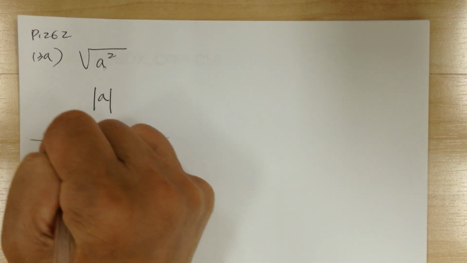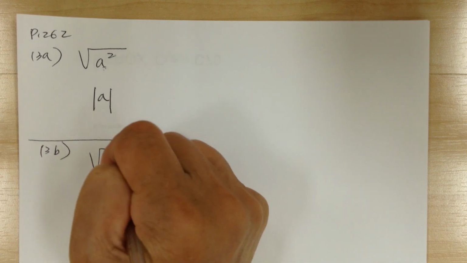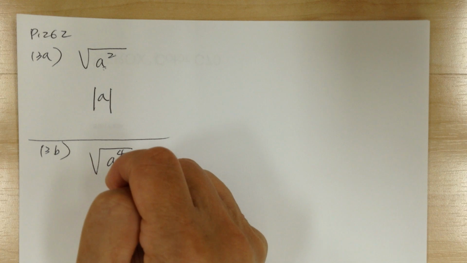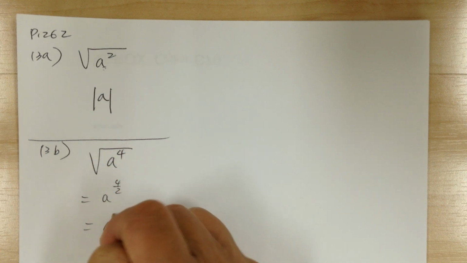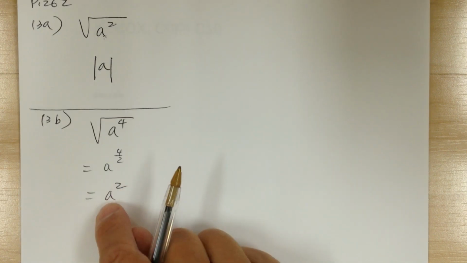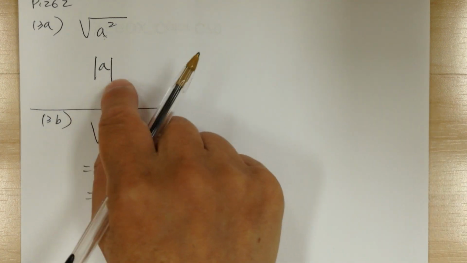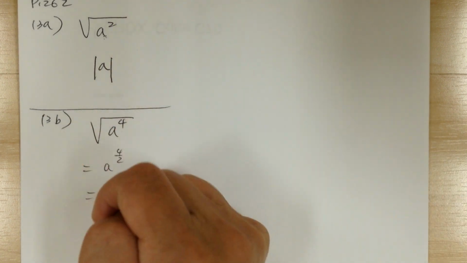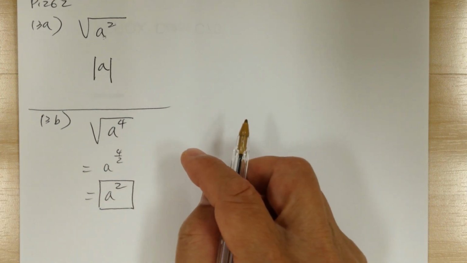Okay, so 13B, A to the 4. Now this, again, is equal to A to the 4 over 2, so equal to A squared. Now you don't have to have absolute value because of the square, right? Even if you have a negative number, when you square, you still get positive. The purpose of absolute value is to make sure you get a positive answer, but the A squared is going to always give you a positive answer already, so you don't have the absolute value. Okay.